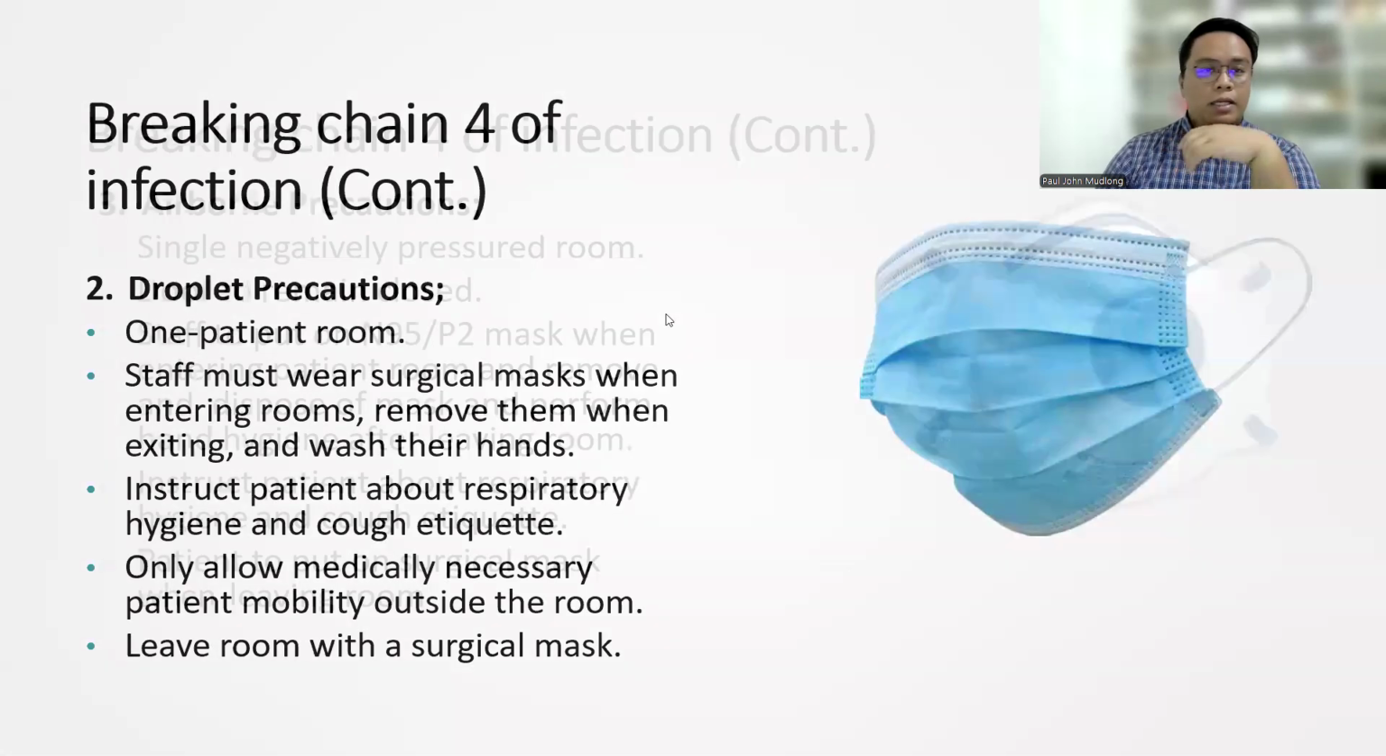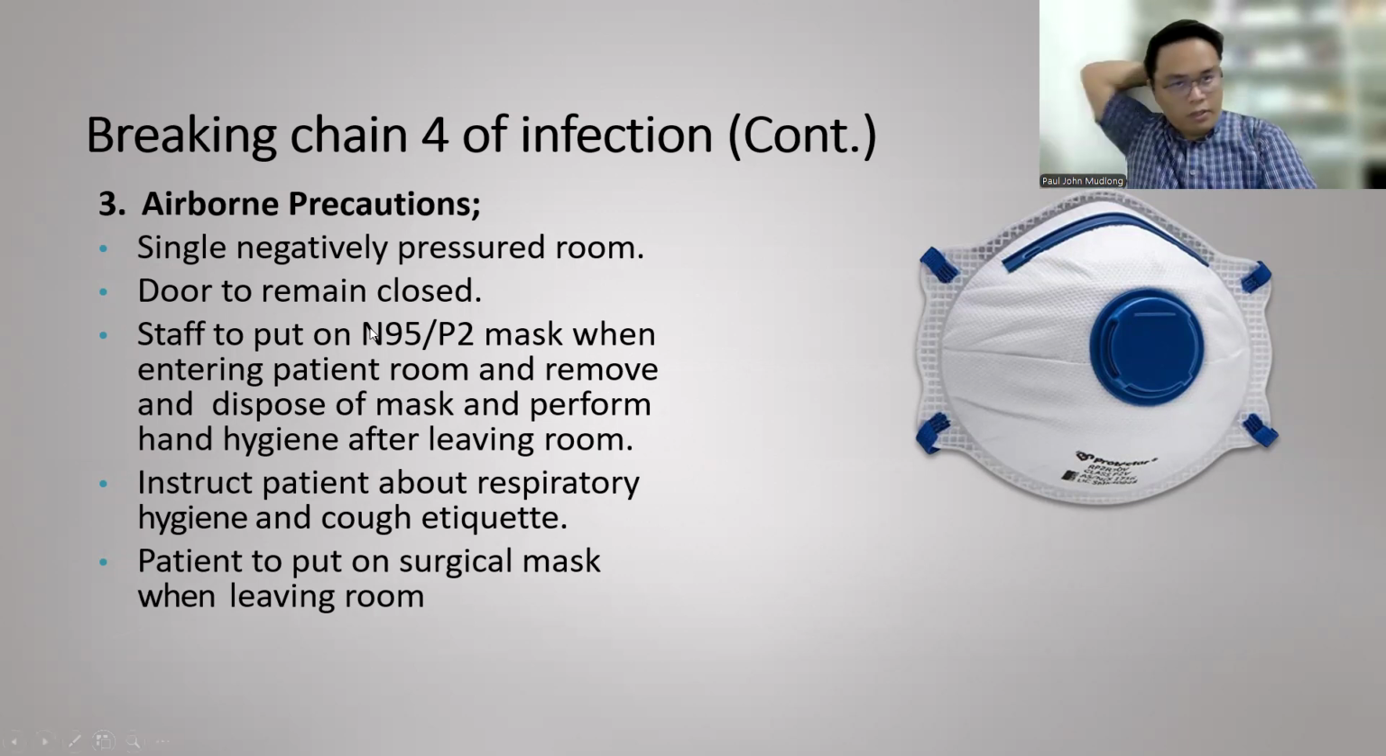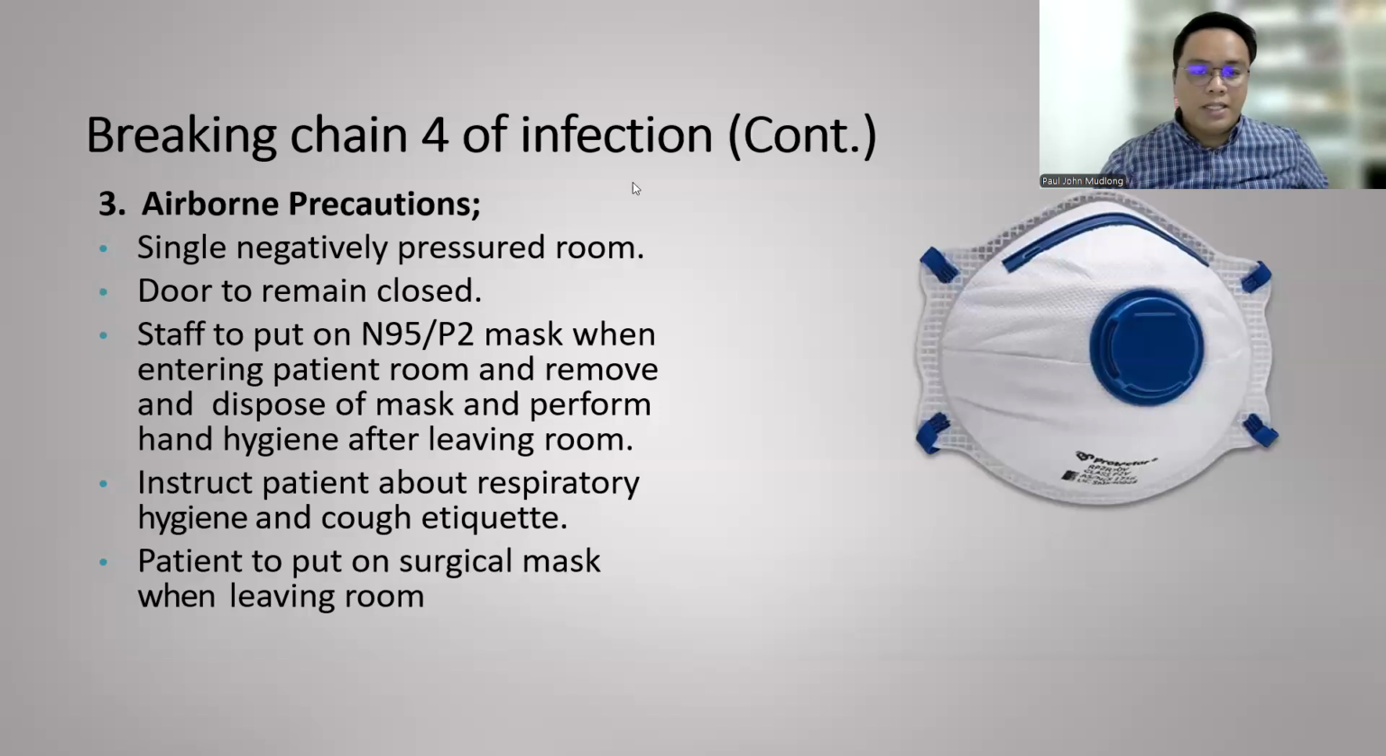Okay. Next one would be airborne precautions. So a single negatively pressured room. The door remains closed. Staff to put on an N95. Usually these are for those patients who have active TB. So those are airborne precautions. Staff to put on an N95 or respirator mask when entering the patient room, and remove and dispose of masks and perform hand hygiene after leaving the room. Instruct the patient about respiratory hygiene and cough etiquette. Patient to put on a surgical mask when leaving the room.